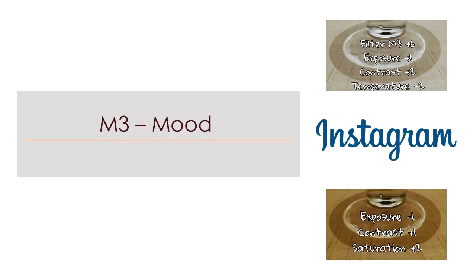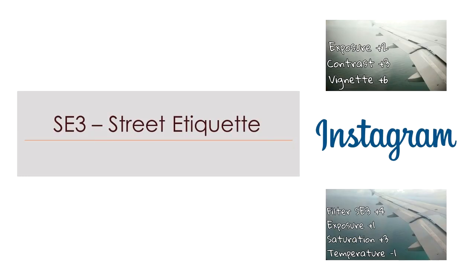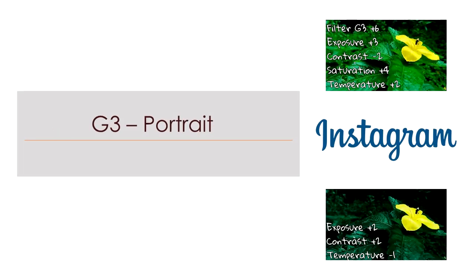Next is the mood filter called M3. This filter gives a hint of sepia tone to your photo and creates a nostalgic feel. It gives the illusion of your photos being captured from an old movie camera, and you can always adjust the setting to suit your objectives. If you're moving more towards a black or dark tone, this street etiquette filter pretty well does the job. It's called SE3 in Visco, and it changes the photo into a darker shade, giving an intense feeling to your photo. The last filter that I'm going to introduce is called G3. It's a portrait filter. This filter gives a sunny, warm tone to your photo, and it's very suitable for outdoor photo shoots.